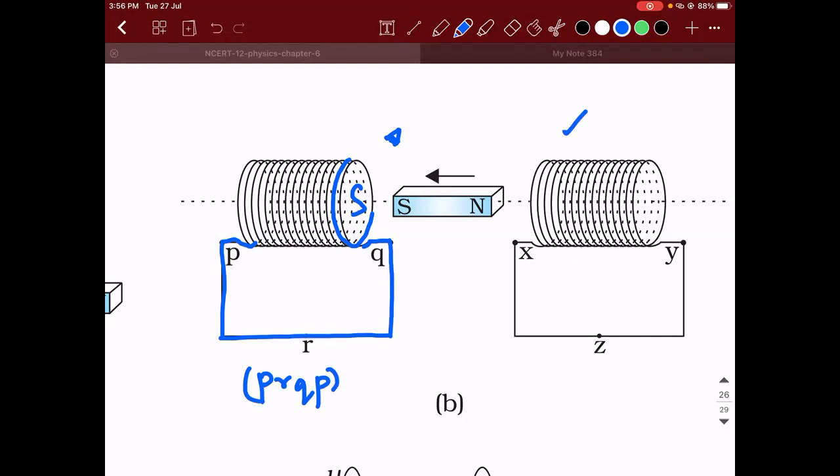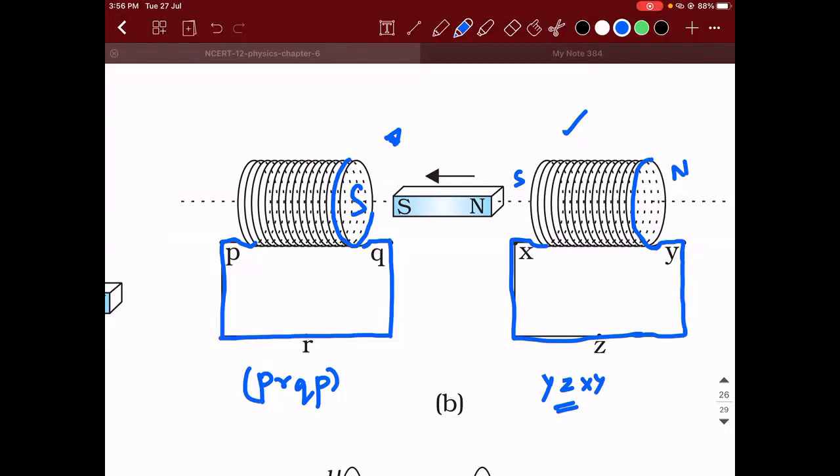And what about this thing? There also south pole, sir. So here it will be south pole. So obviously the other side has to be north pole. So north means anti-clockwise direction of current. So anti-clockwise direction means the current will first come like this, then it will go in this way. Okay, answer will be YZXY.